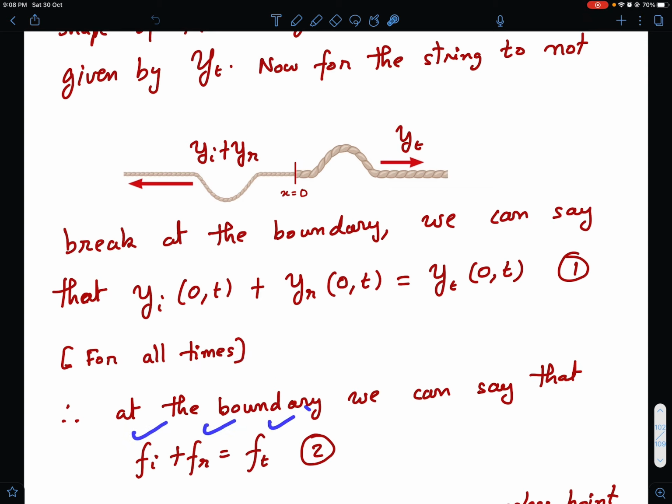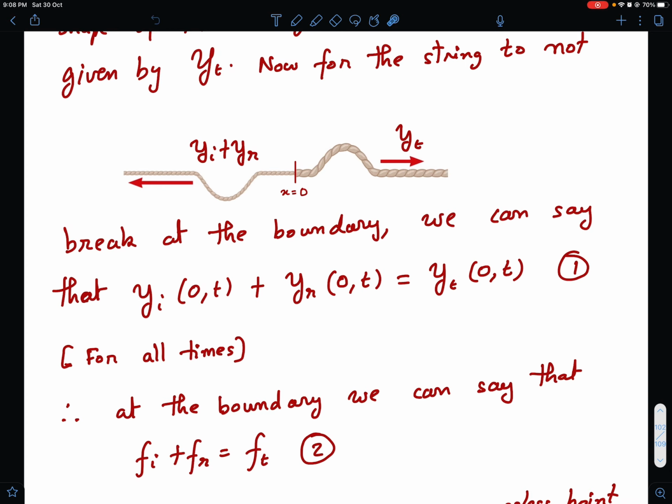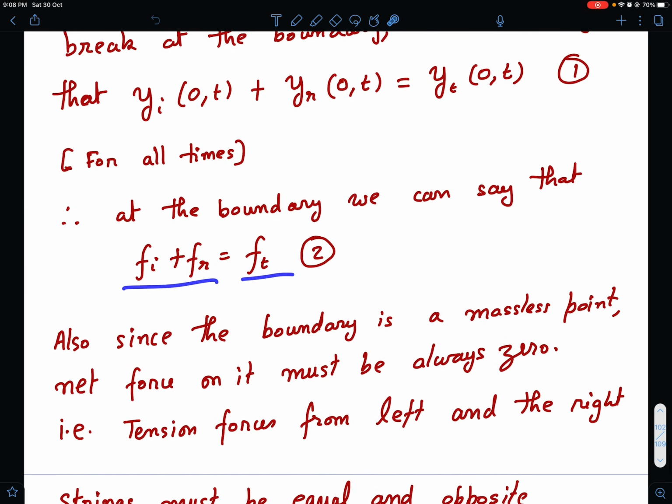So for the boundary, we can write that f incident plus f reflected is f t. So y i is the same as f i, so I have just used a convenient notation. F i and y i are the same things. So F i plus F r is equal to F t. This is always true at the boundary by continuity of the displacement.